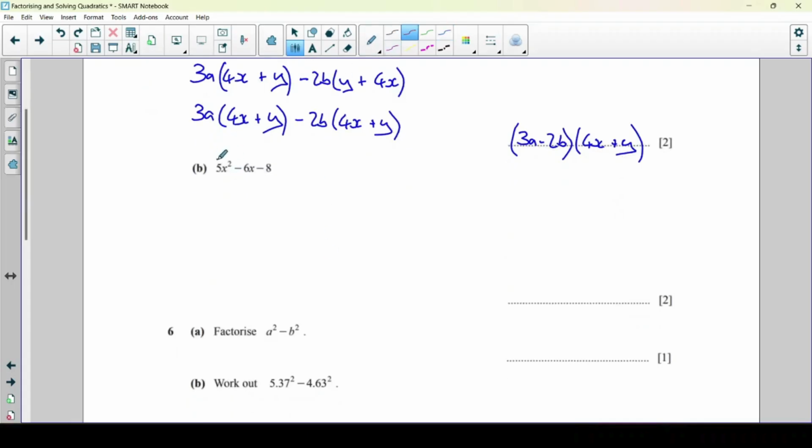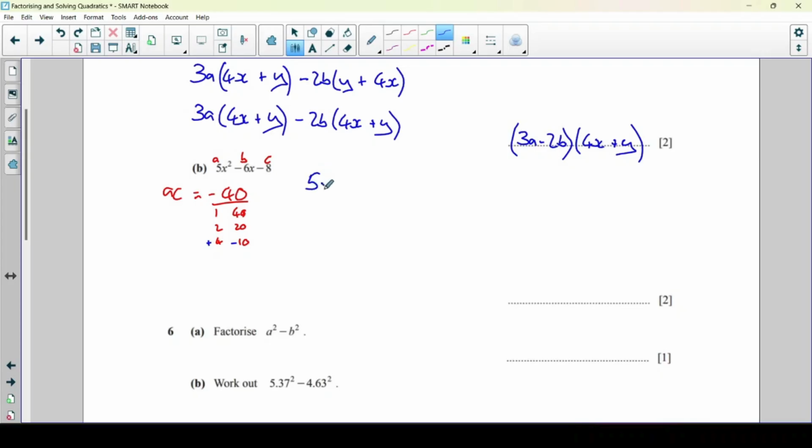This one here again, it's an AC method. So AC, 5 times minus 8, minus 40. So one is positive, one is negative, and we're looking for numbers with a difference of 6. So it's not 1 and 40, it's not 2 and 20, 3 doesn't go in, 4 and 10, well it's going to be 4 and 10 because they've got a difference of 6. And I want minus 6, so that means I want plus 4 minus 10.